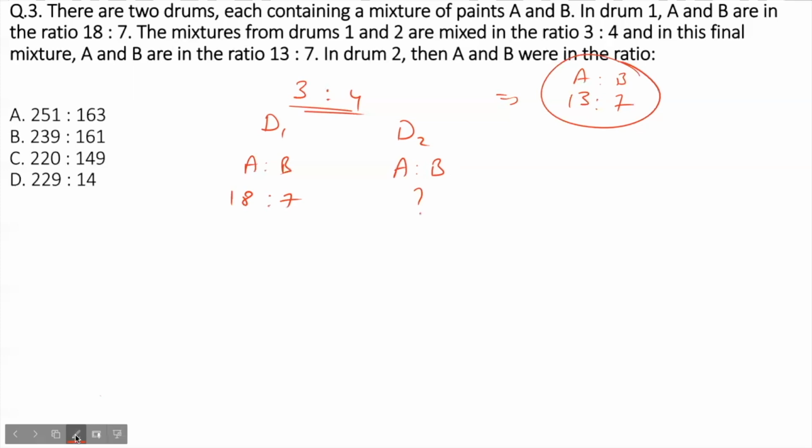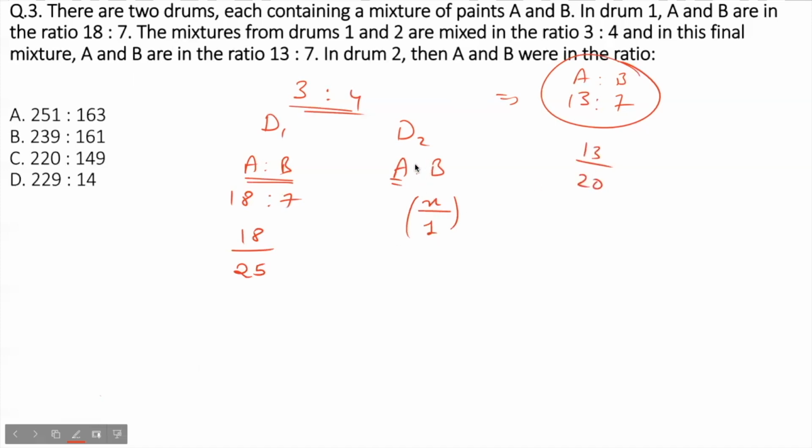Now, what we are going to do here is assume the fraction of A in drum 2. The fraction of A in drum 2 is x out of 1, where x is definitely going to be some fraction. And you can find here, guys, in drum 1, the fraction of the paint A out of total is 18 upon 18 plus 7, that is 25. We require the final fraction of A as 13 upon 20.